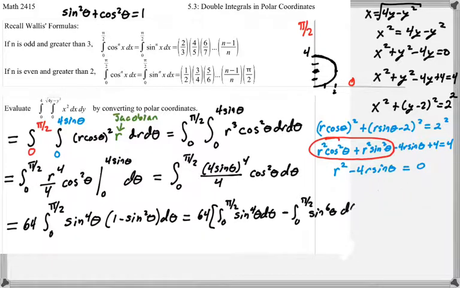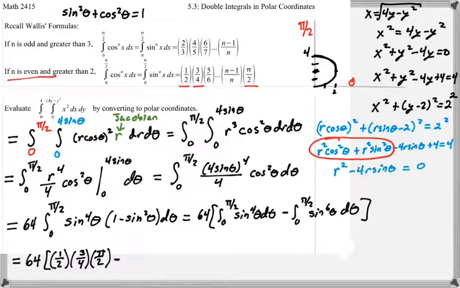Let's move some of this out of our way. Okay, and now we're ready to use Wallace's formula. Both the exponents, 4 and 6, are even. The first one, n is 4, so 1/2, 3/4, and then pi over 2. So that's going to be 64 times 1/2, 3/4, and then pi over 2, and minus the second one.